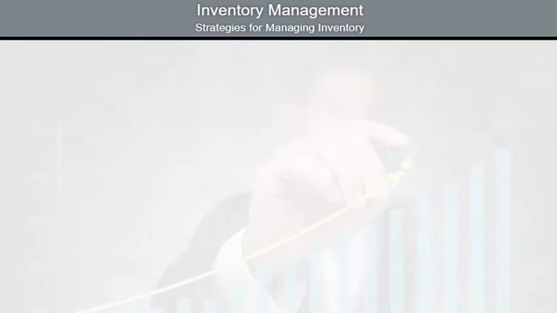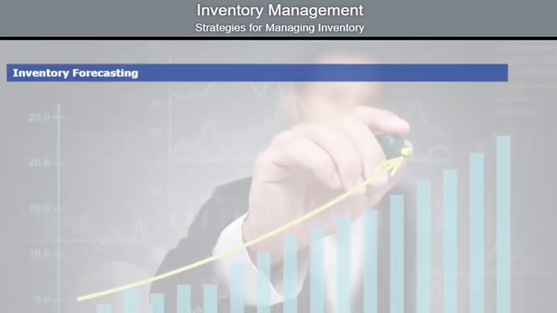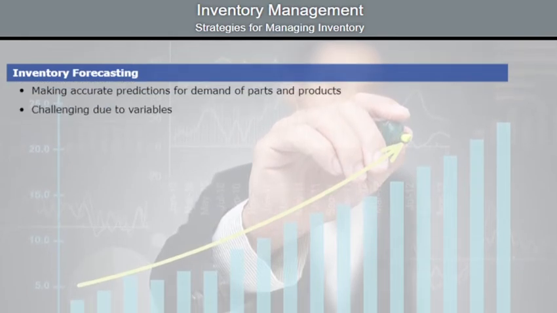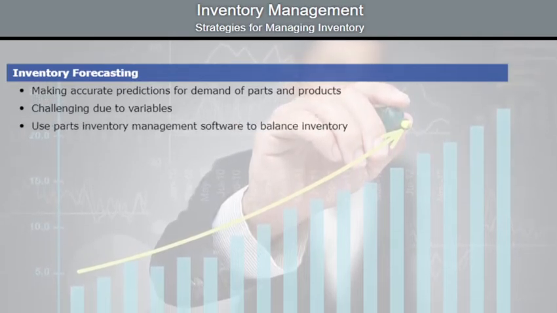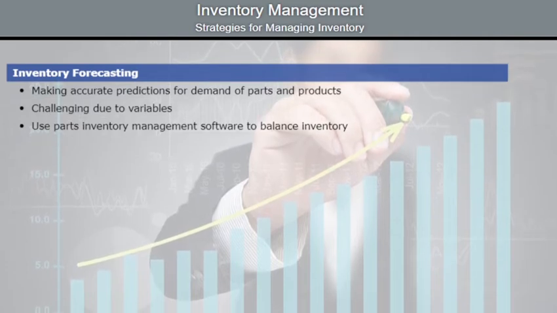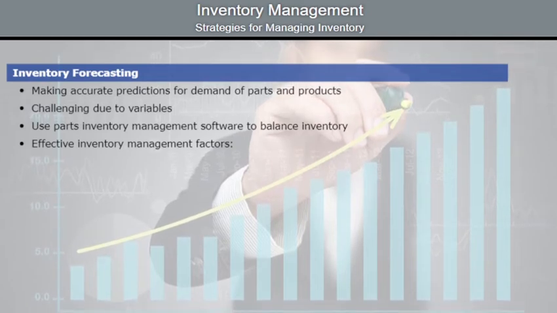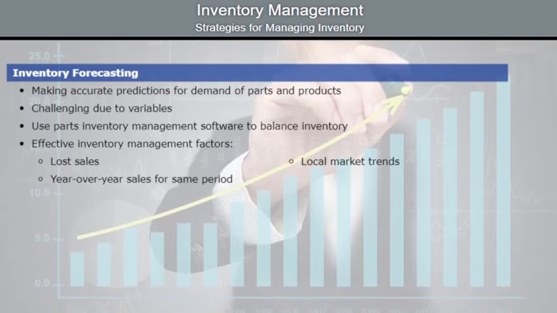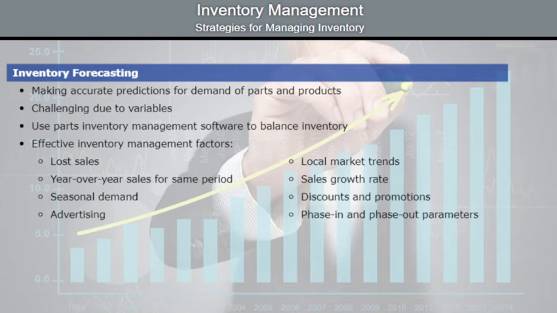Let's look at some helpful strategies to effectively manage your parts inventory. Good inventory management begins with making accurate predictions for demand of parts and products. This can be challenging since there are many variables involved. Using the parts inventory management software on your shop's computer system can help balance your parts inventory. Inventory management is based on several factors, such as lost sales, local market trends, year-over-year sales for same period, sales growth rate, seasonal demand, discounts and promotions, advertising, phase-in and phase-out parameters.